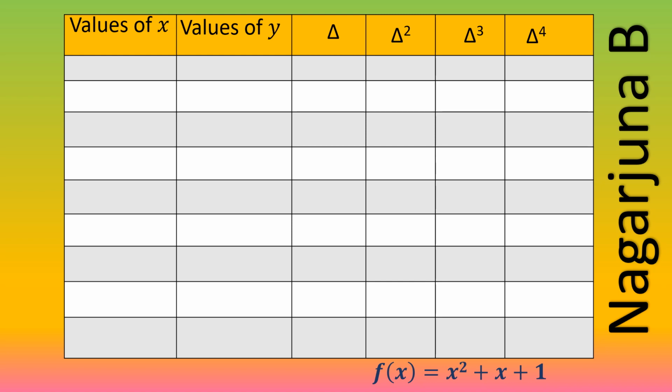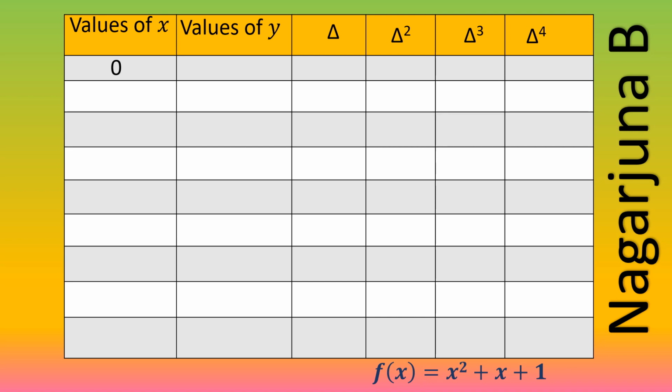Now, values of x. In the question they have given x is equal to 0(1)4. That means you have to start with 0 and increment the value of x by 1 until you reach 4. The first value will be 0. The next one is 0 plus 1, because it has to be incremented by 1. So 0 plus 1 is 1.